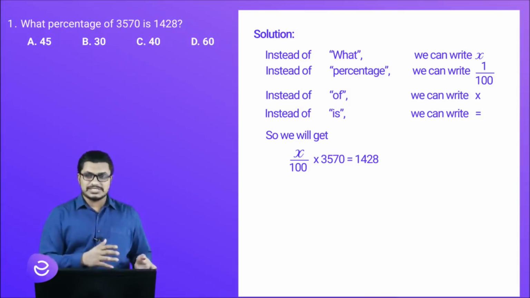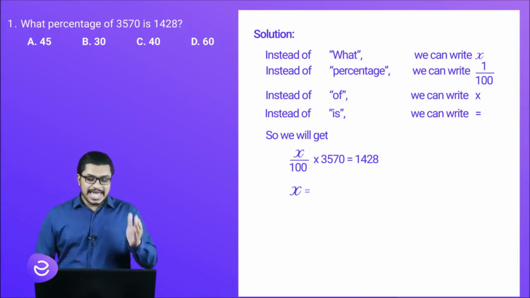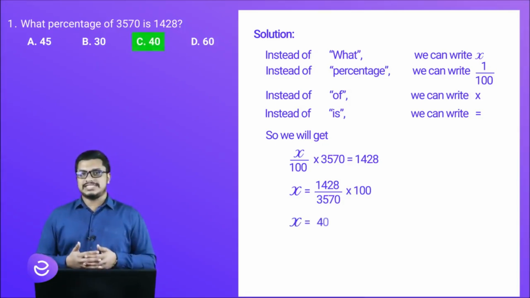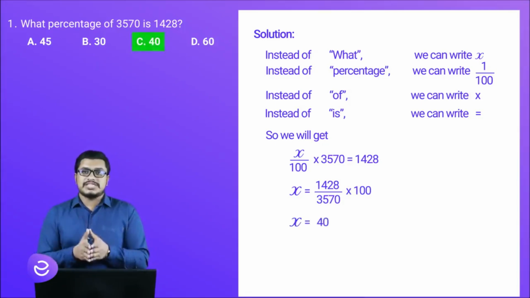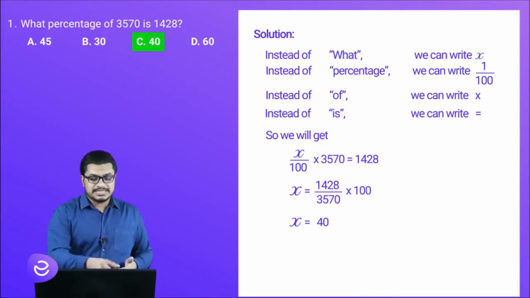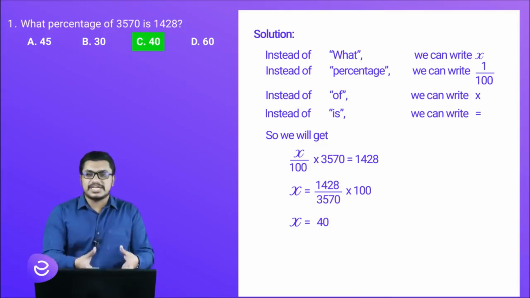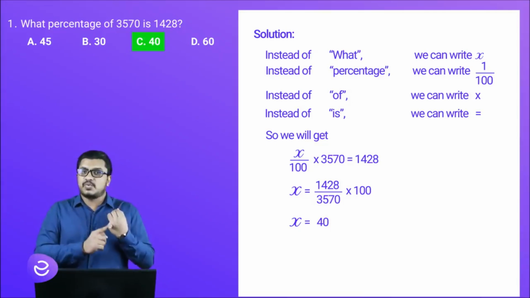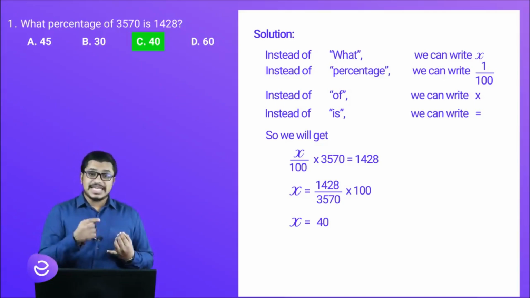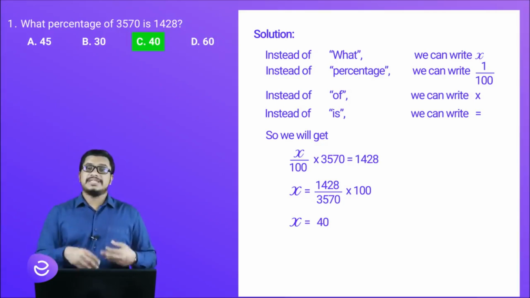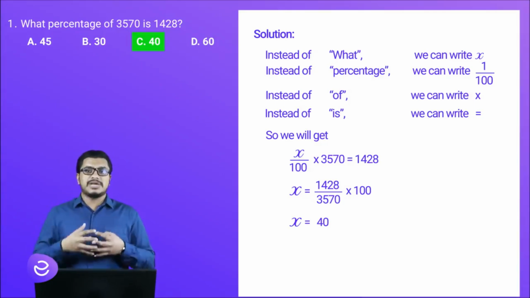So when we take x to one side and the constants to the other side, we get x equals 1428 divided by 3570 into 100. And when we solve it, we get 40 as the answer. So the only thing that is difficult here is to change the sentence into an equation, and that is the trick that I just told you. We can change what into x, is into the equal to symbol, percentage into divide by 100, and of into the multiplication sign.